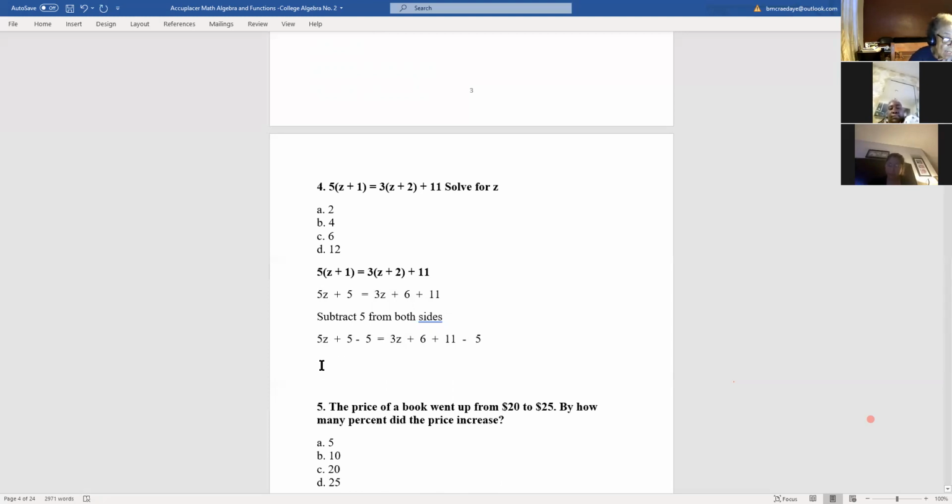Okay, now what do I get on the left? 5z. What do I get on the right? 3z plus what?